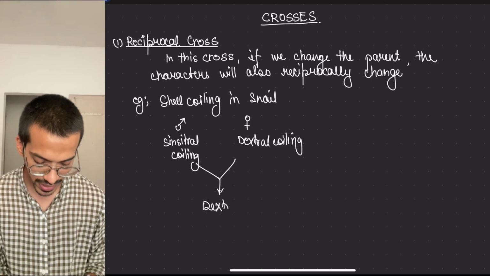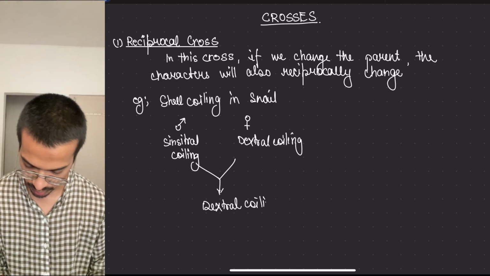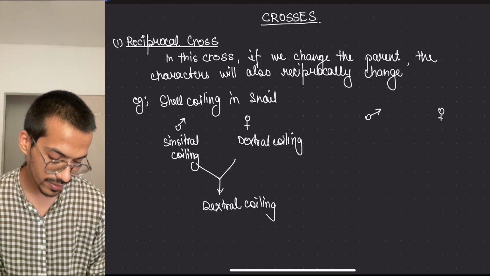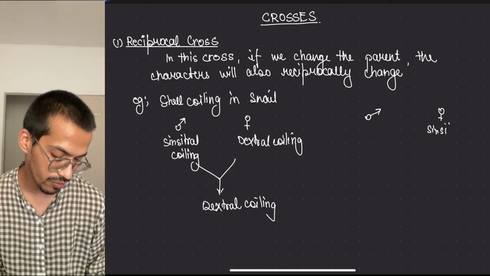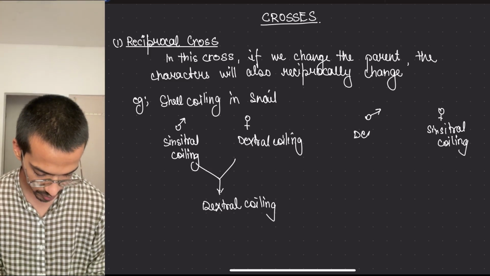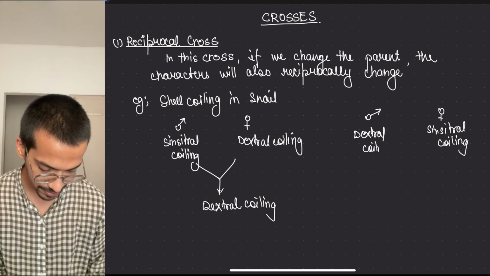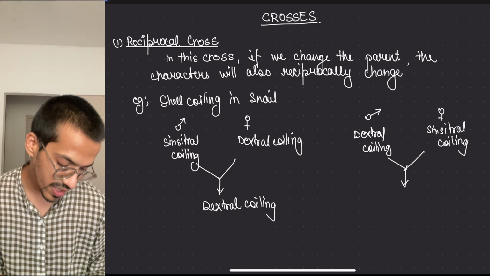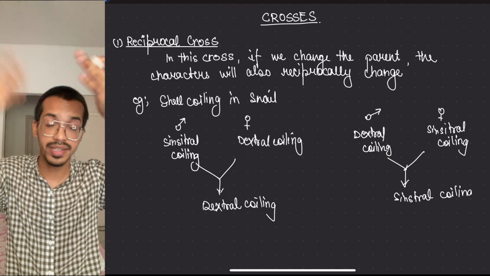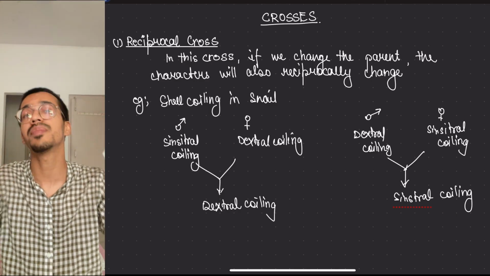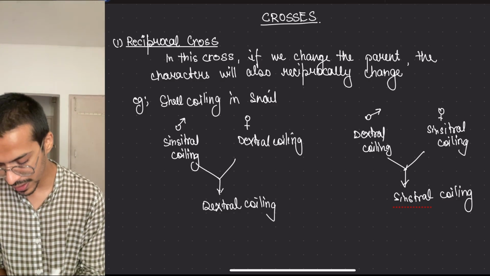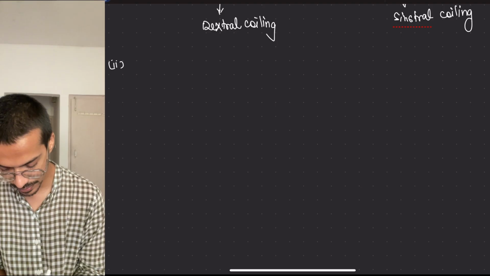But if I take a female with the sinistral coiling, I have changed the character, and the male is with the dextral coiling, then which character will come? Sinistral. So here we are not saying which is dominant, sinistral or dextral. It could be anything which the female resembles. This is the one. After the reciprocal cross, we have back cross.